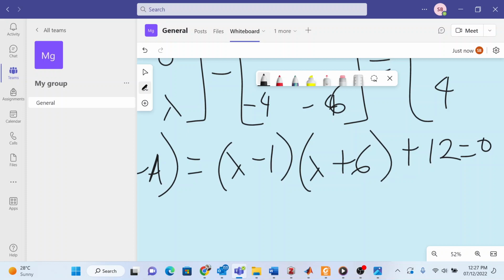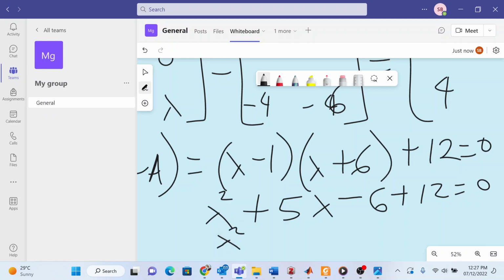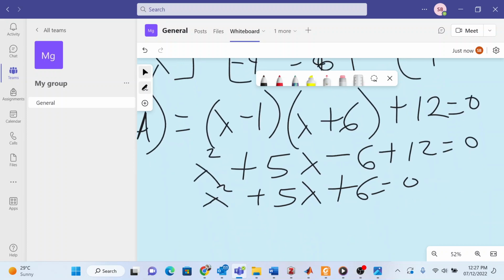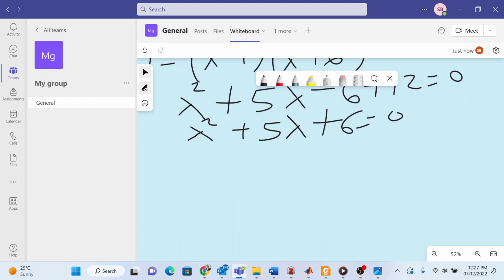So from here now, we'll just expand these brackets. That will be lambda square plus 5 lambda, plus 6, minus 6 is going to be minus 6 plus 12, and this is going to be lambda squared plus 5 lambda plus 6. So this is a quadratic equation. So lambda from here, you can punch this in your calculator, and that will give you minus 2 and minus 3.